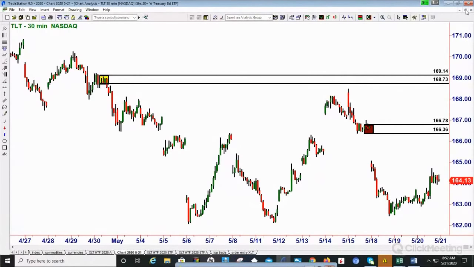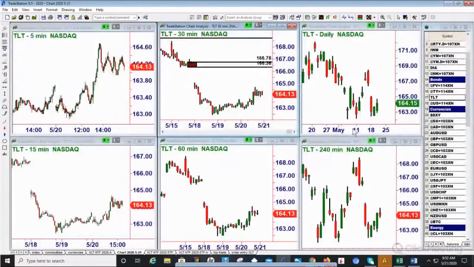All right. So it's always good to look at those couple of markets just to give you a different look than the equities, but it all ties in together. So it's always good to look at those things.